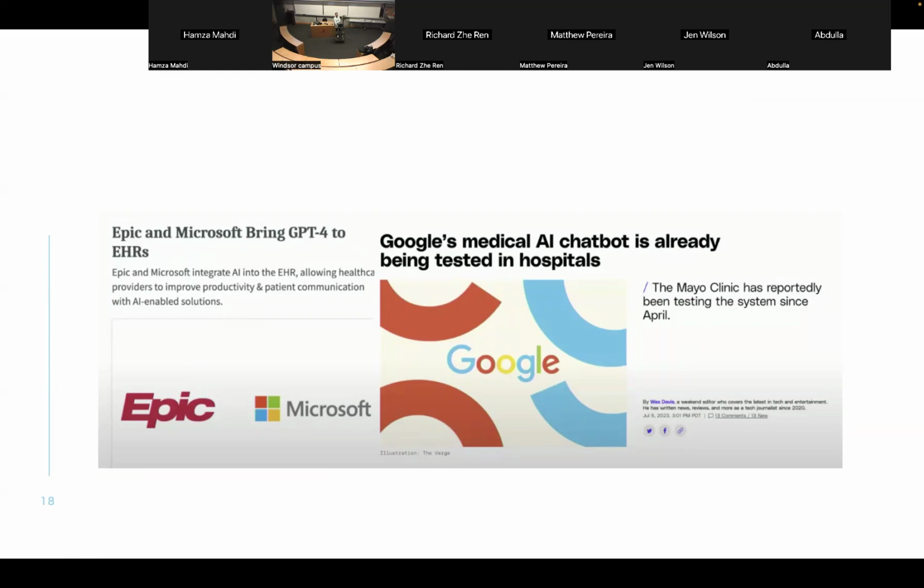Companies in the States like Epic are already trying to experiment with having GPT-4 built into the electronic health records. Same with Google. They had a Med-PaLM AI that I actually have an example of later in this presentation. This is exciting but also concerning, because these AIs are closed source and they will put the best medical practices behind a paywall in effect in the future. So we really need to be excited for this, but also be concerned.